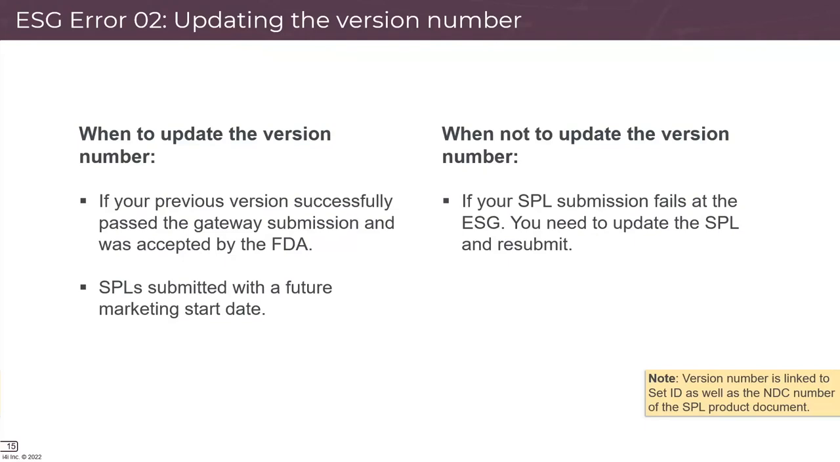Please note that the version number is linked to not only the set ID, but also the NDC number in the file. I've experienced that sometimes a client already had an SPL file with an NDC submitted to the FDA, but maybe due to changes in employees or other reasons, that the same NDC is then attempted to be submitted in a brand new SPL with a new set ID and version 1. This will result in the same error along with an error for the set ID mismatch with the NDC.